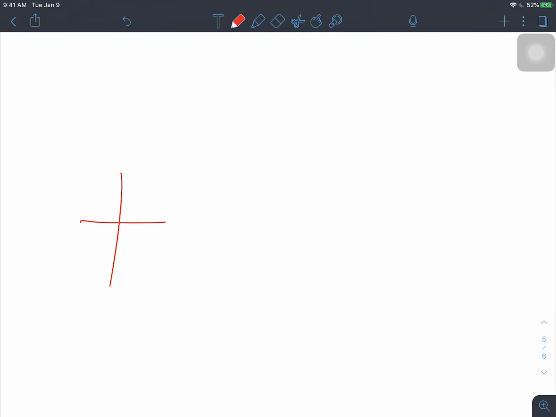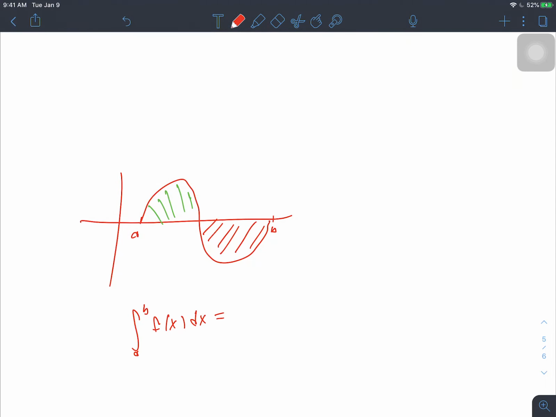Remember that if we have a function which goes from a to b, then the integral from a to b, f of x dx, is going to be equal to the area which is above the x-axis, and we will subtract from that the area which is beneath the x-axis. So we'll take the green part, and we will subtract from it the red part.